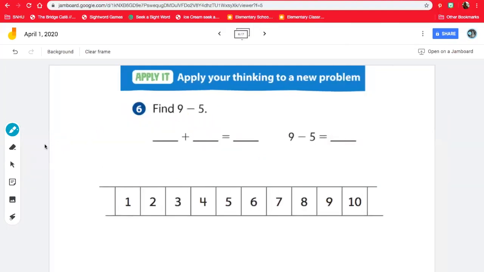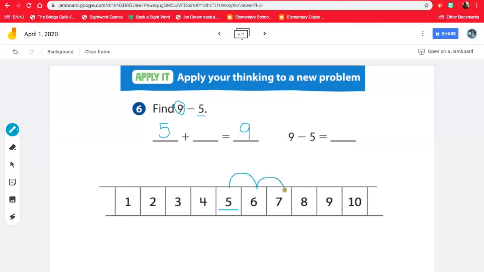9 take away 5. Well, I want to know in this problem, 5 plus what would equal 9? Well, we start at our lower number and we stop at 9. So here we're starting at 5. Let's count on to 9.